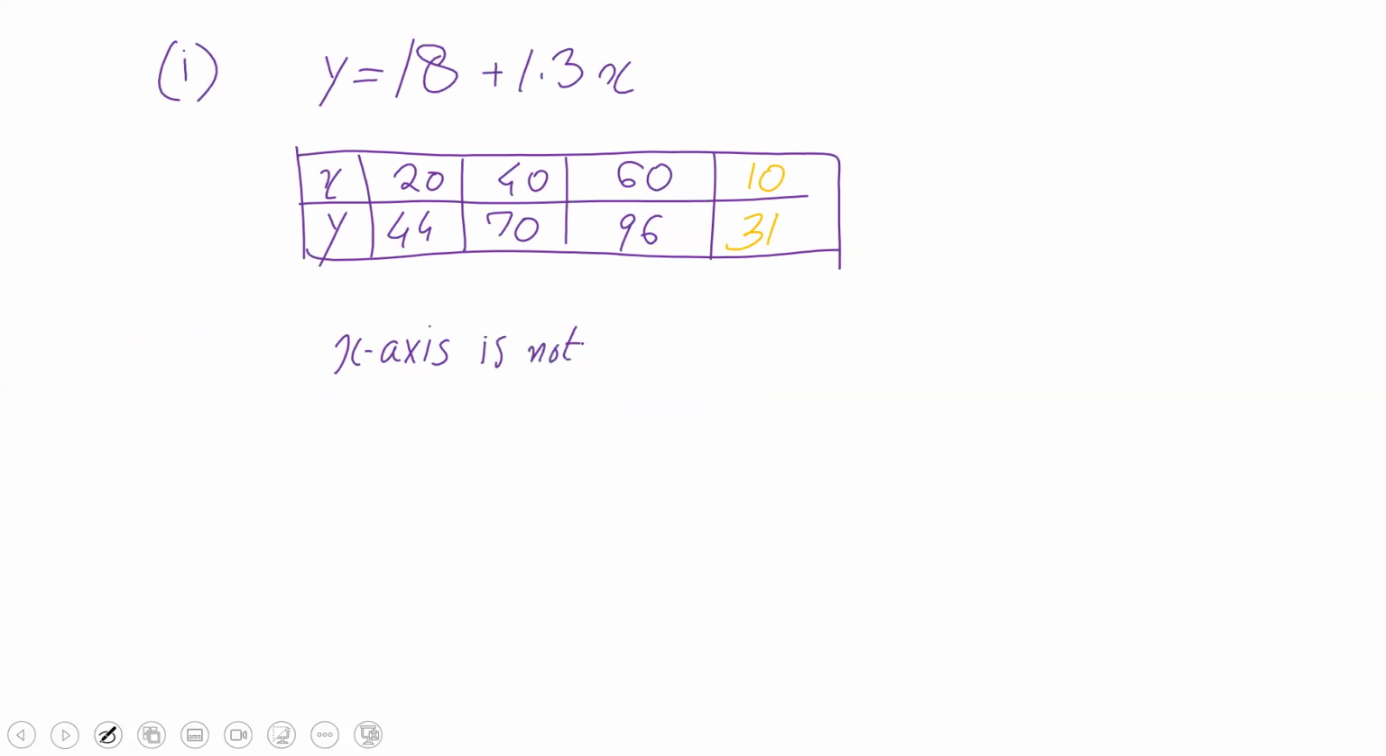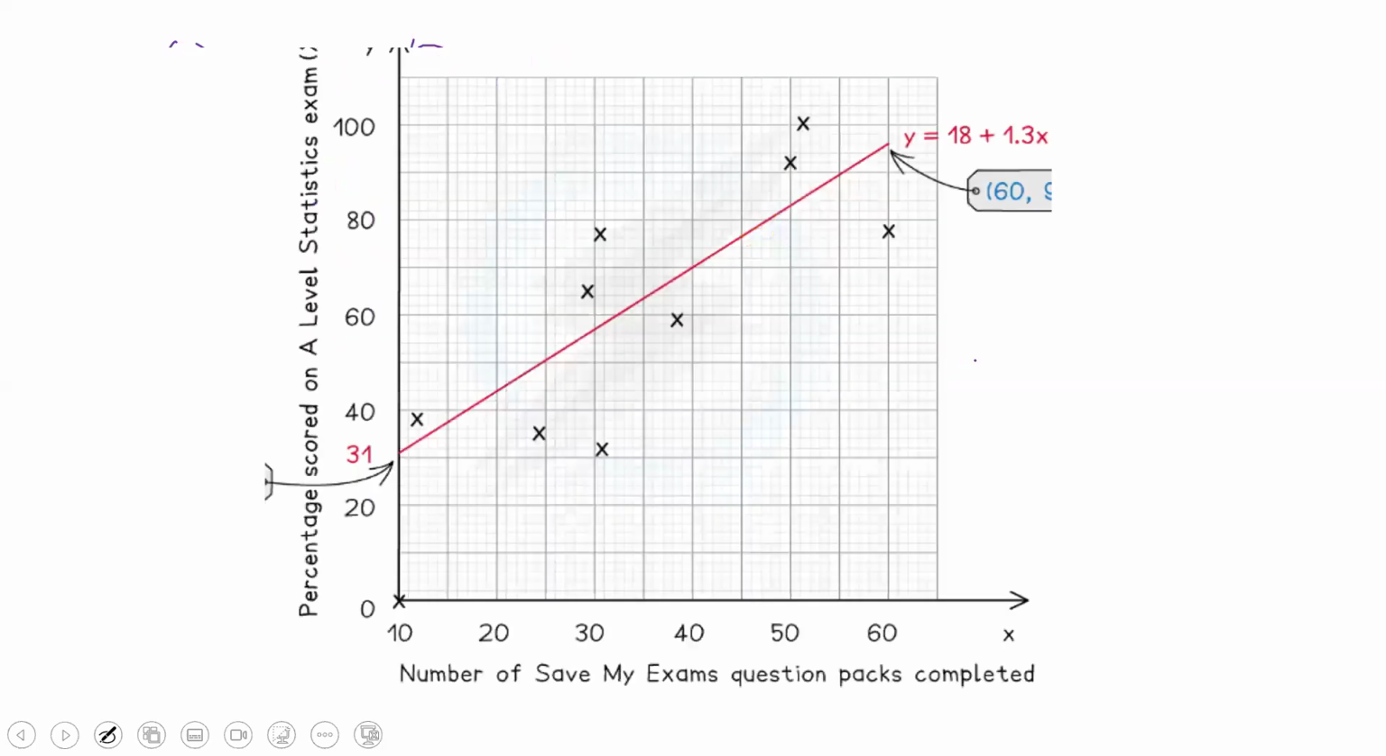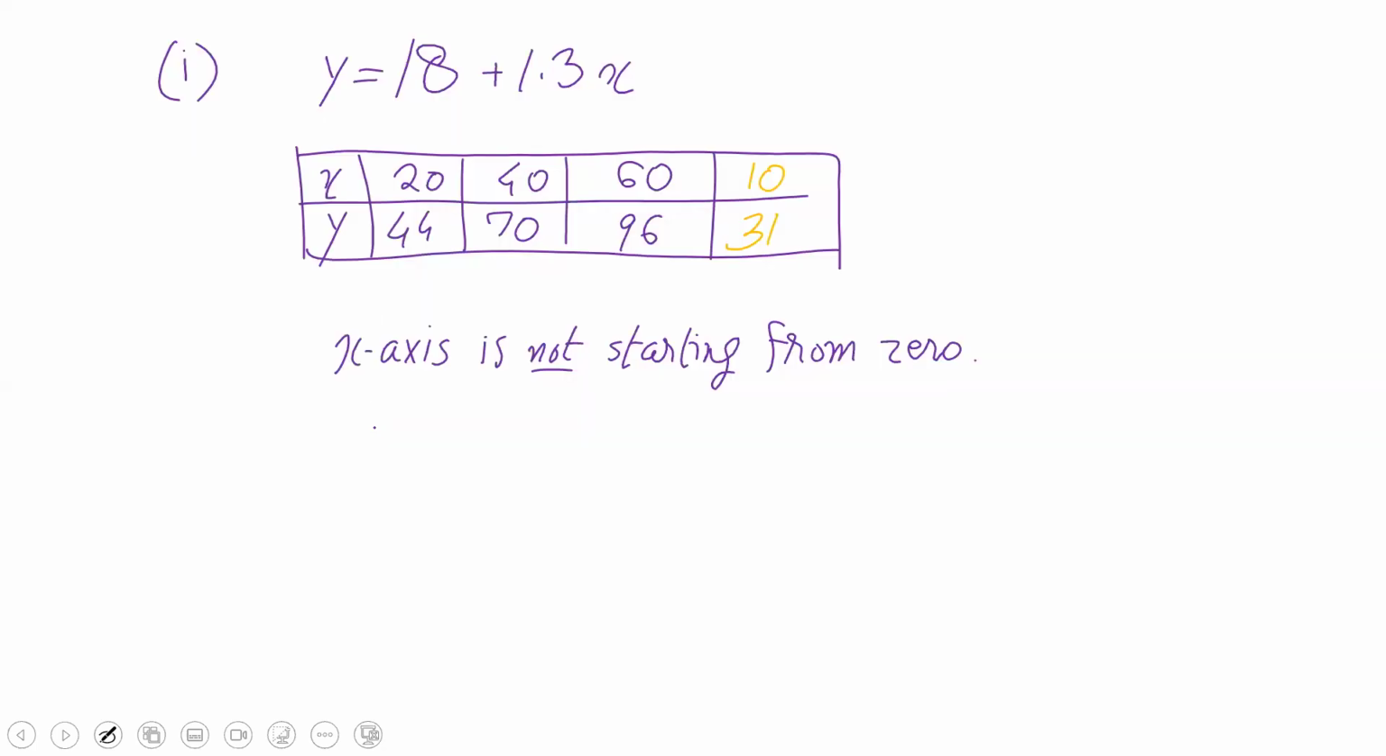The x-axis is not starting from 0. Then what is the trick? Look at this trick. Can you see 31 here? Yes, sir, I do. How are we getting 31? I changed the color also to highlight. Because we chose the value of x as 10 here.